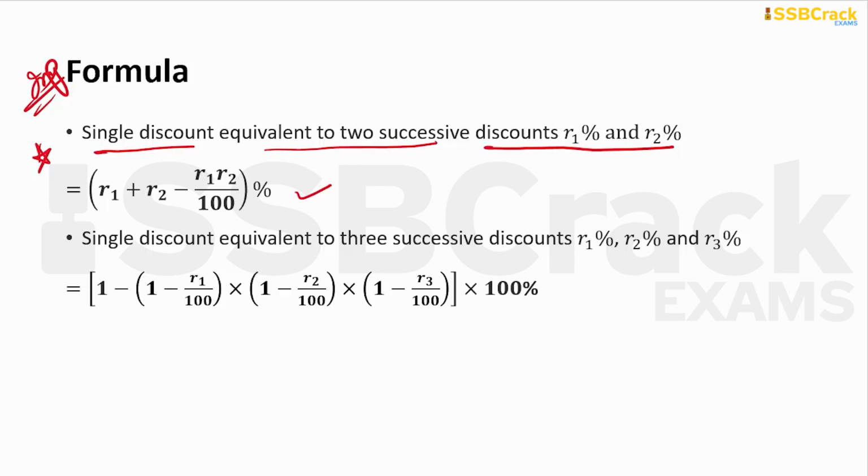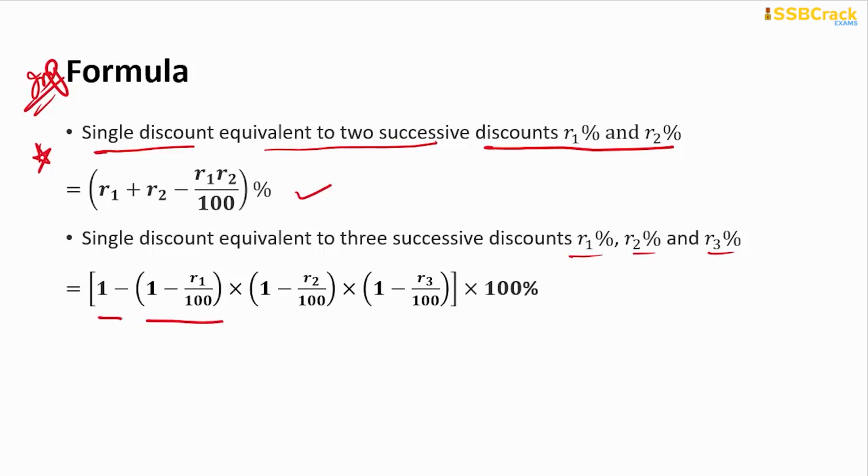R2 upon 100, the percentage. And when you are asked in the question to calculate a single discount which is equivalent to 3 successive discounts, that is R1, R2 and R3% rates of discount, then you have this second formula. And this formula is 1 minus, in the bracket, 1 minus R1 by 100 into 1 minus R2 by 100 into 1 minus R3 by 100, into 100%. Very important, please remember, when there are 2 successive discounts to be equivalent to a single discount, then the first formula is in use. For 3 equal to 1 single discount, the second formula should be in use.